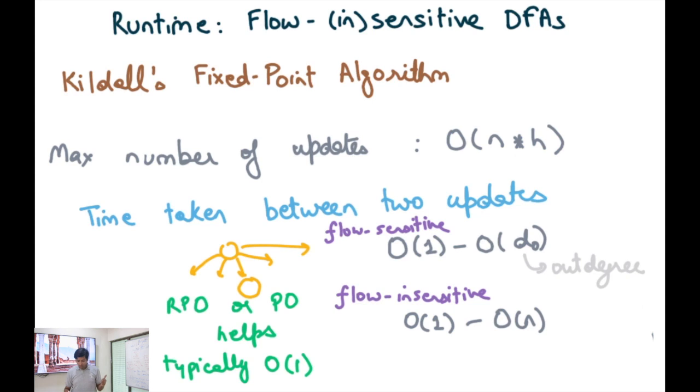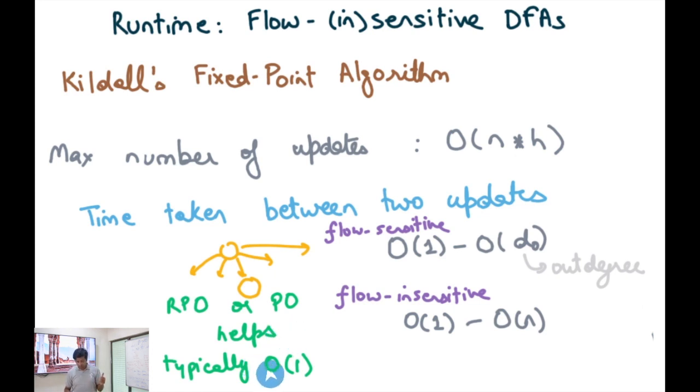So it seems like the amount of work that, in the worst case, has to be done between 2 updates is higher in flow insensitive than in flow sensitive. However, recall that we typically use the reverse post order for forward DFAs or the post order for a backward DFA to quickly identify the likely nodes or the likely instructions where we need to relax the DFA value, and that actually is very, very effective typically.